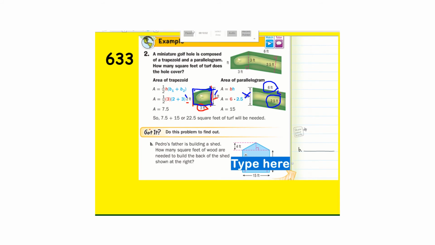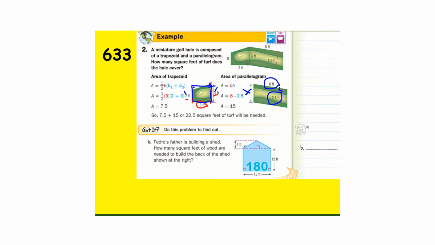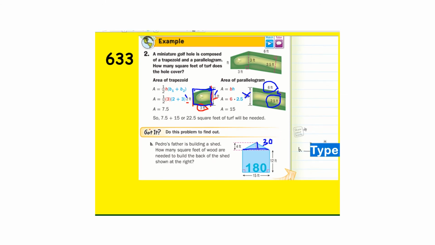Okay, I found the area of the rectangle first. 15 times 12. 15 times 12, 180. That's the rectangular part. Now we need the triangle at the top. So we have 15, and we're going to do half of 4. What's 15 times 4? Or 15 times 2, sorry. 30. What is 180 plus 30? 210. So the answer is 210 square feet.